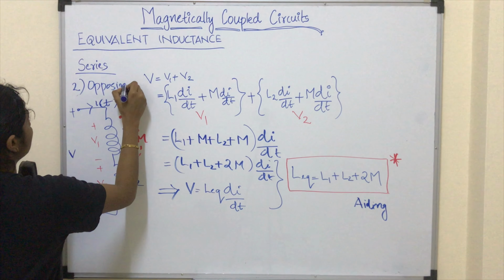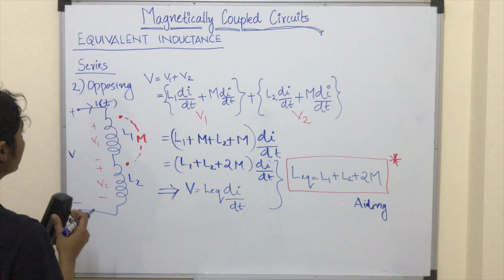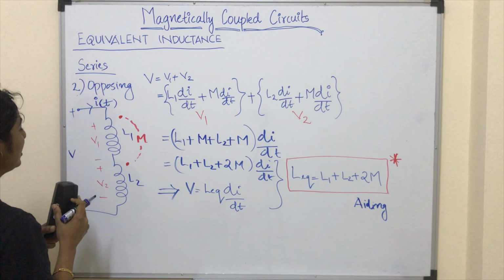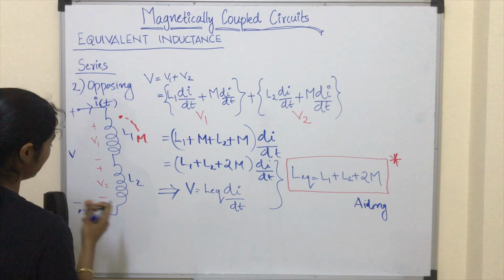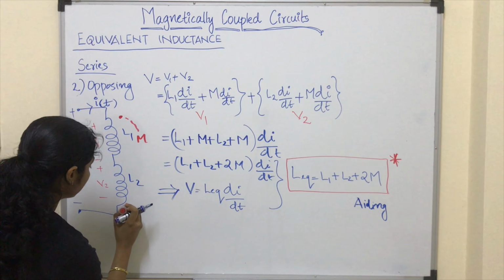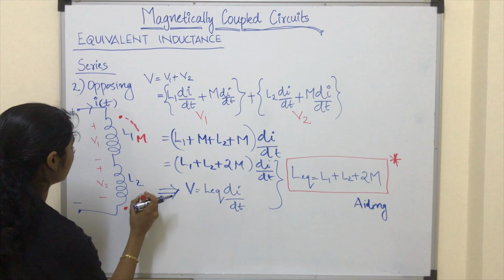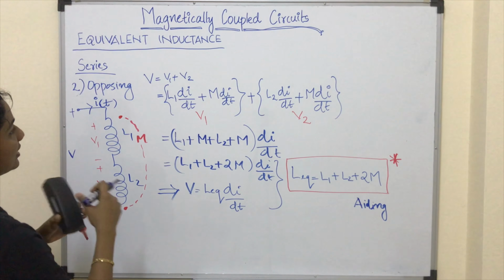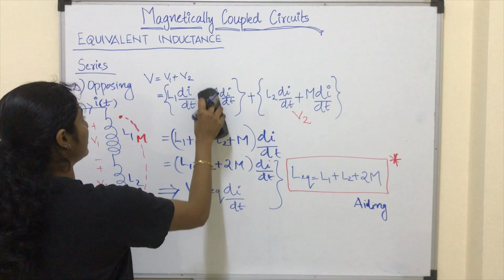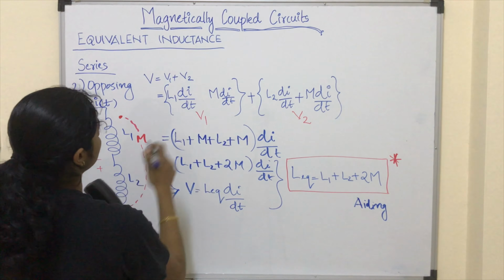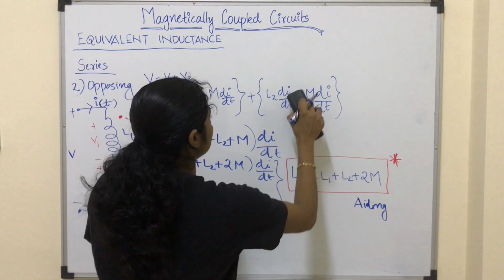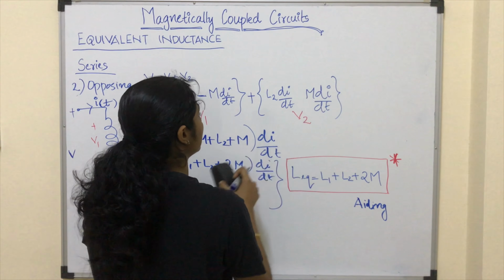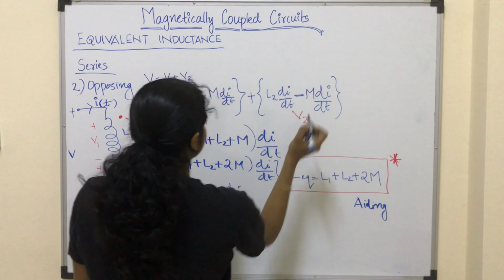That is enough for deriving the equivalent for opposing connection, i of t, and I am replacing the dot on the leaving side of this coil. And the difference is nothing but here plus is replaced by minus, here the plus is replaced by minus.